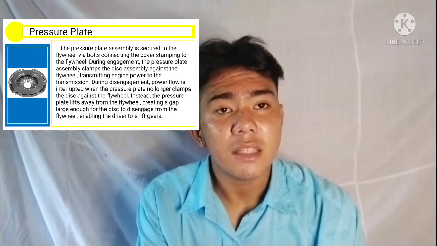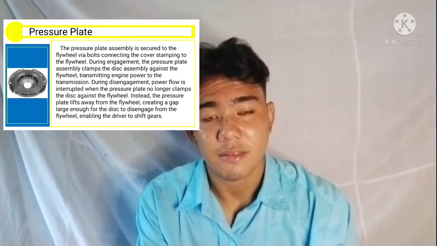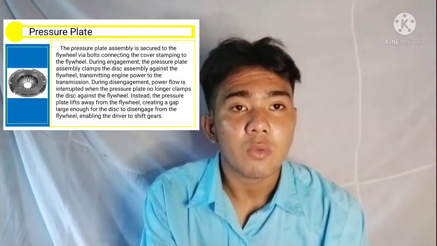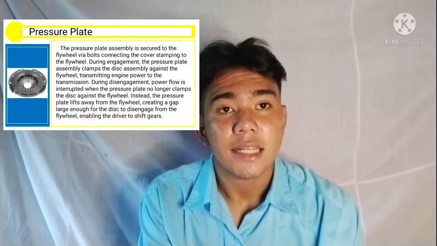So, this pressure plate is a replaceable plate. It has contact with the clutch disc that allows good and smooth shifting of the gears. When there is a gap between the clutch disc and the pressure plate, the engine runs freely and the power is not transmitted to the drive wheels and to the transmission. So now you may see the actual image of the pressure plate on our PowerPoint.